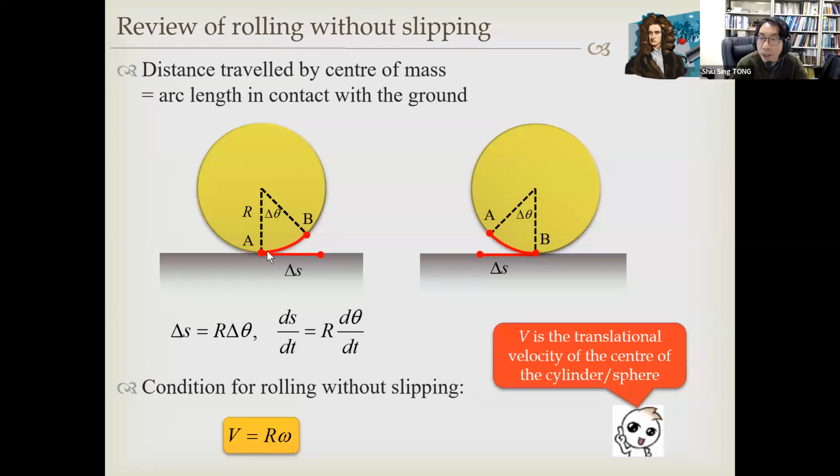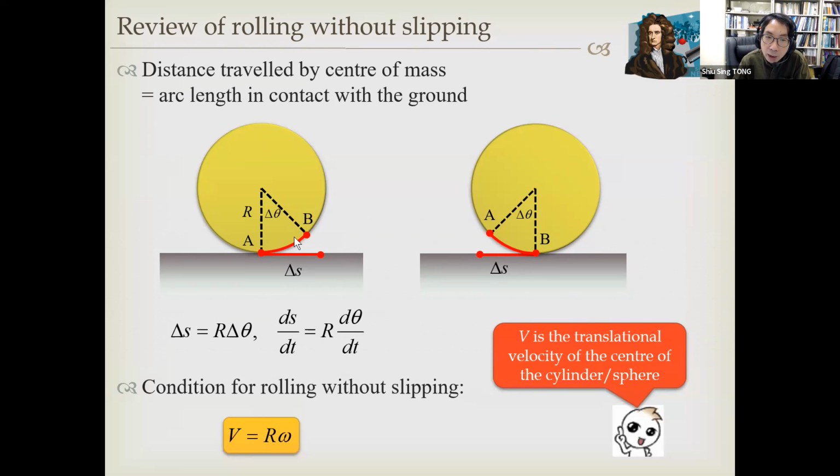So here we have it like this. Imagine now the cylinder rolls forward by a certain angle, which we call delta theta. Initially the point A is touching the table, and after rotating through this angle, the point B is now touching the table. So the angle turned through is delta theta.